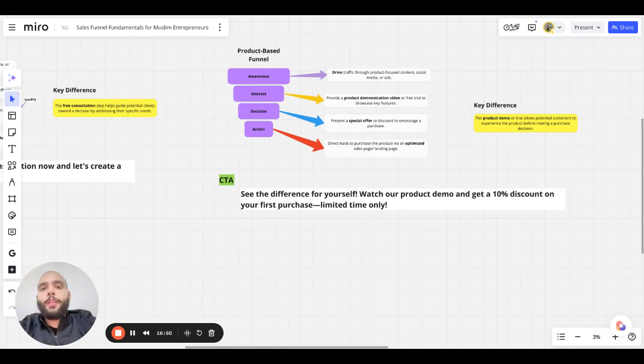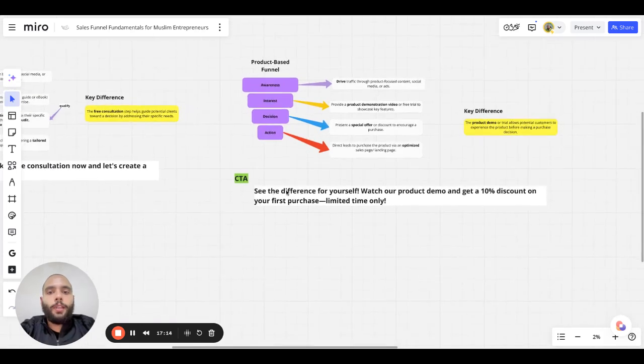Be honest. For my agency, I would say I'm taking on 5 spots available this month because that's all I'm able to handle at the moment. That's literally all you have to say, and that's how you create urgency and scarcity. And then for the action, direct leads to purchase the product via an optimized sales page or landing page. So that's essentially the product based business.